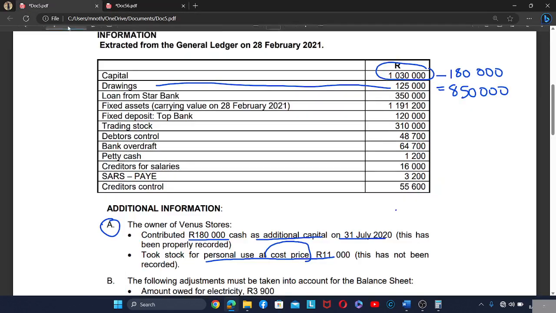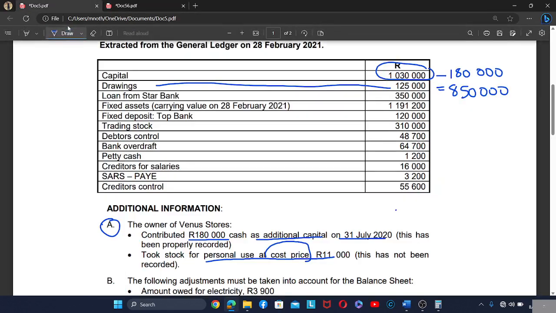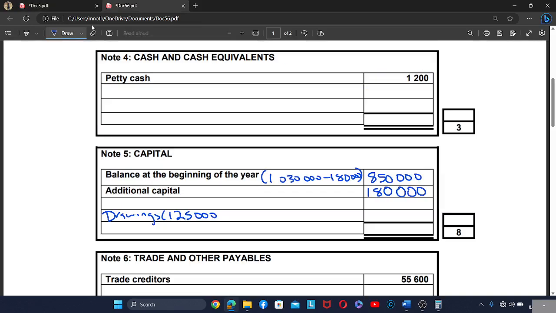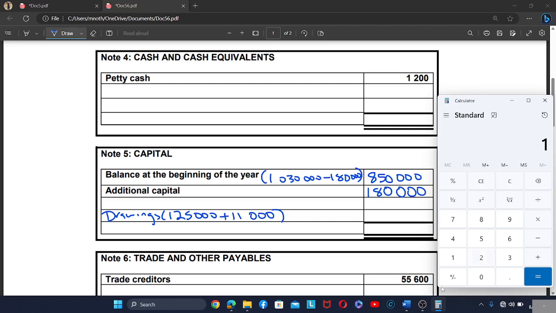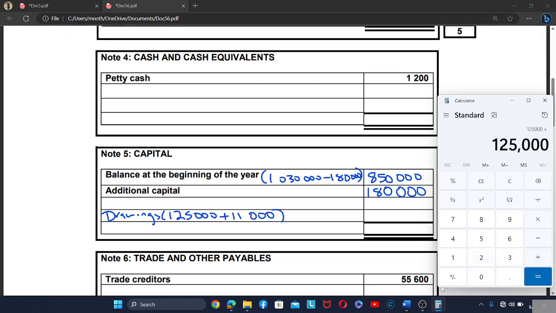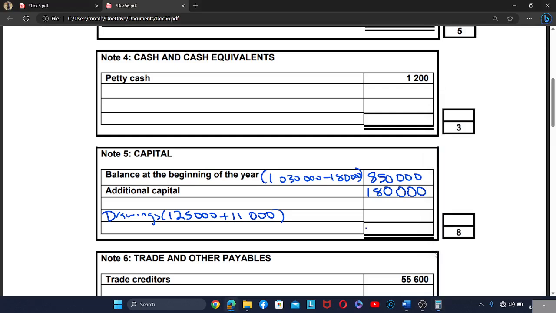So you see that they said that this has not yet been recorded. It is not yet recorded. So we have 125,000 plus 11,000, that is 136,000.